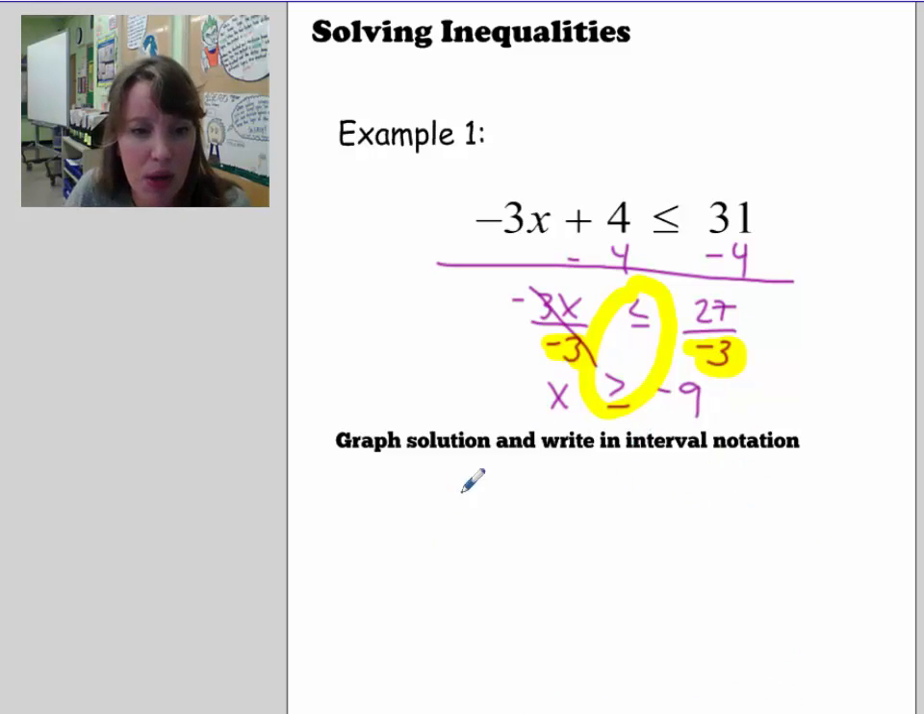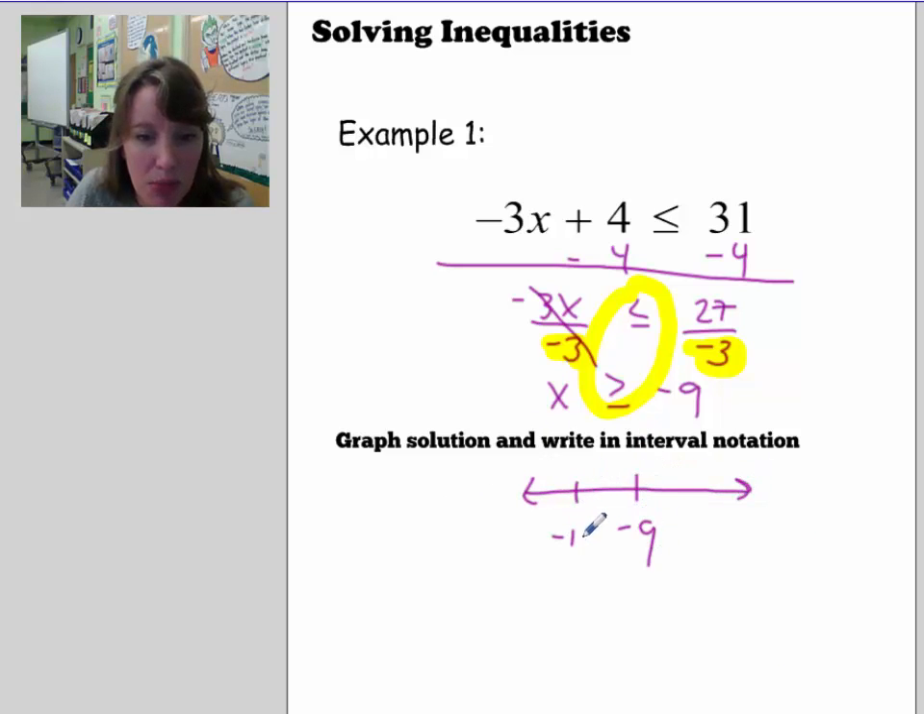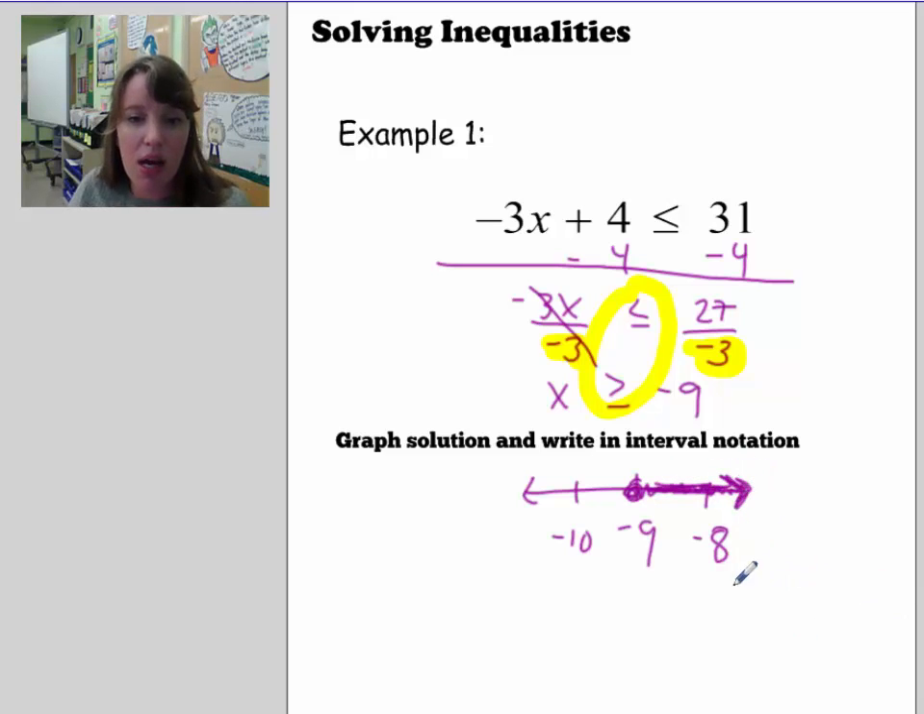So when you graph this solution, what I want you to do is put -9 in the middle, and I want you to put the two numbers on either side of -9. This is going to be a closed circle, and we're going to shade to the right because we want all the values to the right here. Now, interval notation is another way of expressing this.